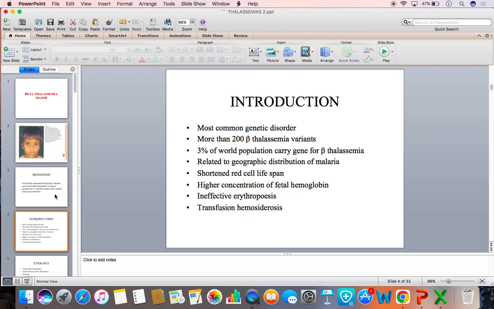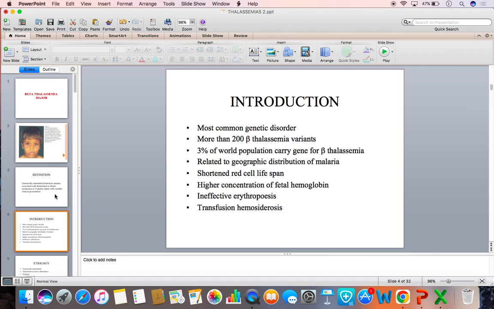The disease is related to the geographic distribution of malaria. Red cells have a reduced lifespan, and there is a higher concentration of fetal hemoglobin and ineffective erythropoiesis. The disease is transfusion dependent and complicated by transfusion related hemosiderosis.